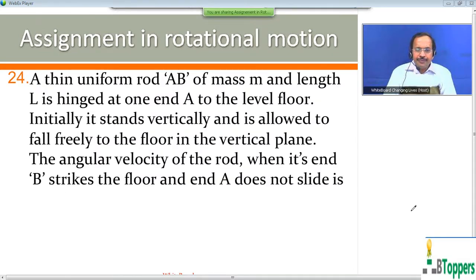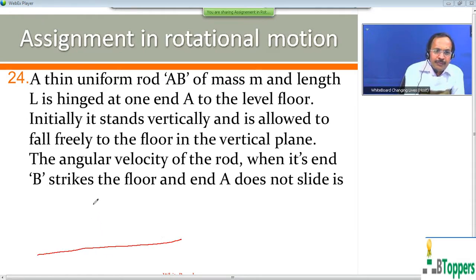Then see the question number 24. A thin uniform rod AB of mass m and length L is hinged at one end A to the level floor. Initially it stands vertically and is allowed to fall freely to the floor in the vertical plane. The angular velocity of the rod when its end B strikes the floor and end A does not slide is. So the rod is released from rest from the vertical position.